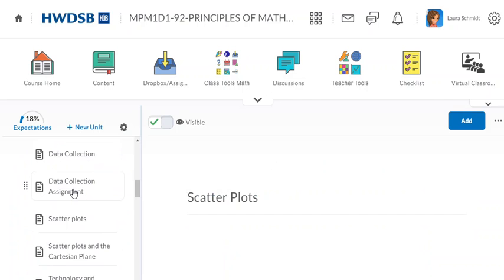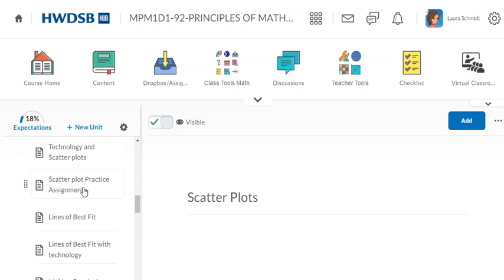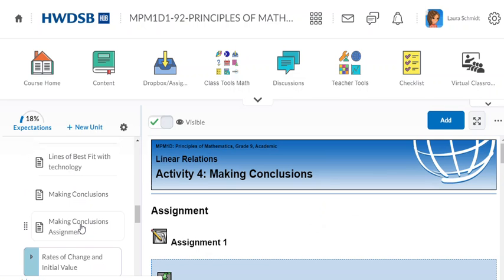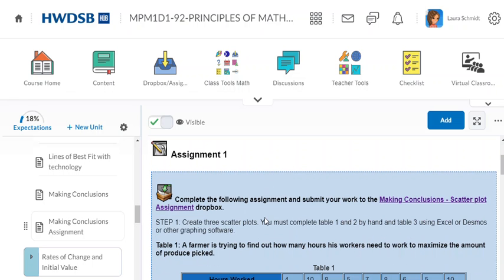Data collection assignments have been marked for anyone that's handed it in. You can go get your feedback, which I'll show you how to do if you don't know how to. Then you continue down this path, reading all through this content. The making conclusions assignment is the other thing that you have to hand in, which I'm about halfway through marking. Sorry, I got behind.